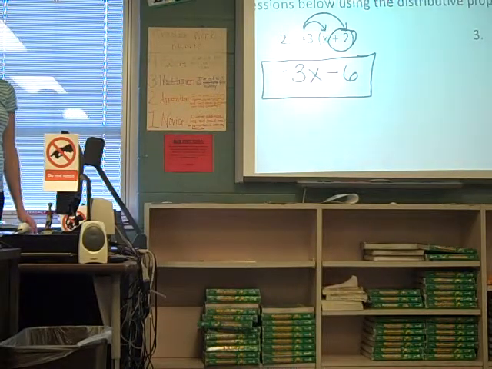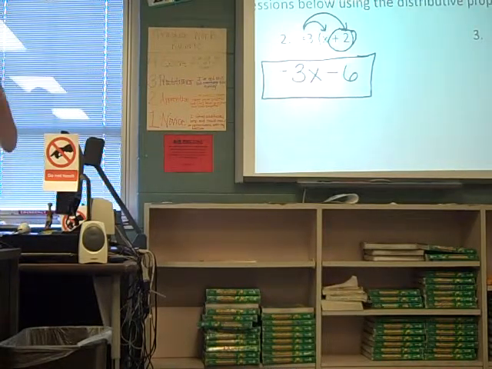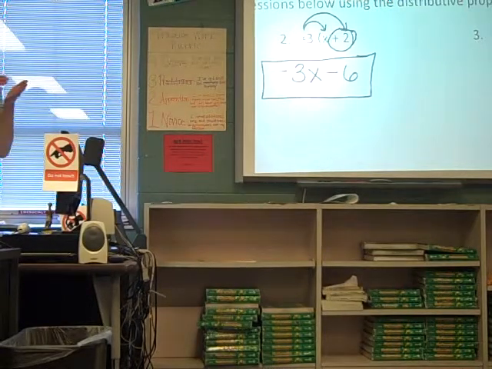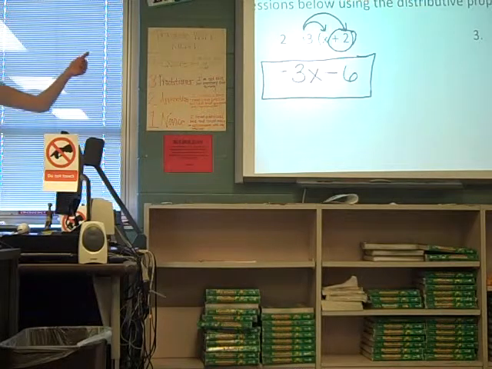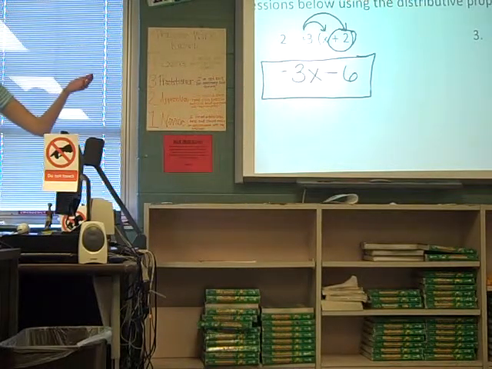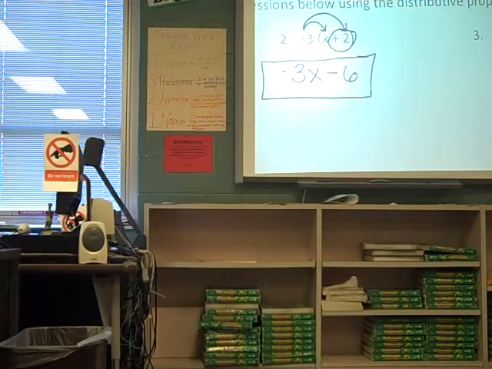Yes, Samantha. Would it be plus negative 6? Okay, you could write that as well, because remember, subtracting is the same as adding the opposite. So you could write it as negative 3x minus 6, or you could write it as negative 3x plus a negative 6. It's the same thing. It means the exact same thing.